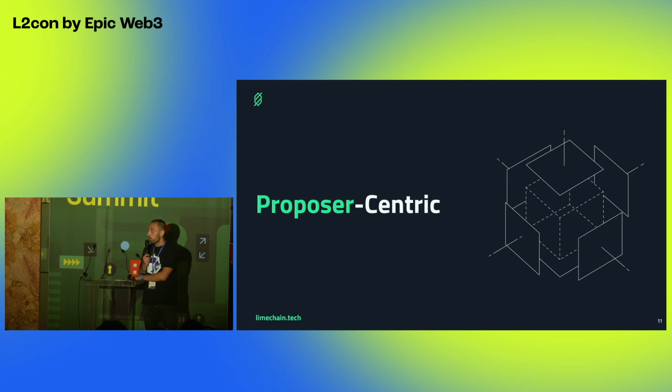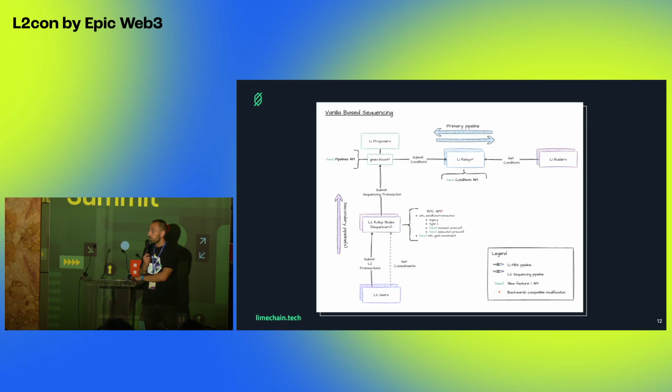Third interesting property, proposer-centric design. Again, this is hard to read. It's not my intention for you to read all the different boxes that are there. There is a white paper for vanilla-based rollups where all of this is explained in much more detail, and anyone interested can see it. What I'm trying to illustrate here is that at the heart of the system are the proposers. And this is what I mean by a proposer-centric system.